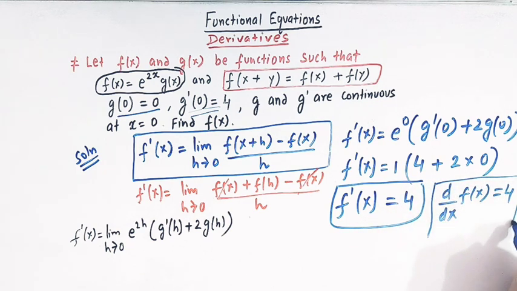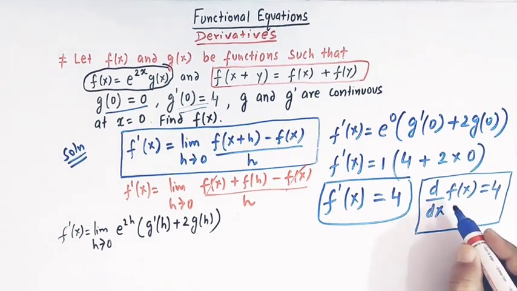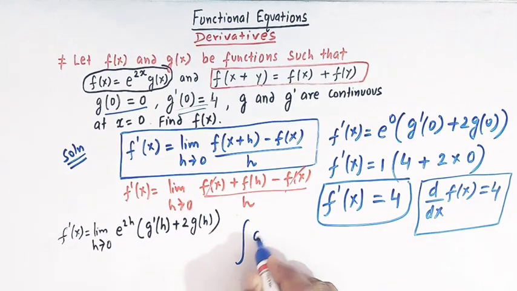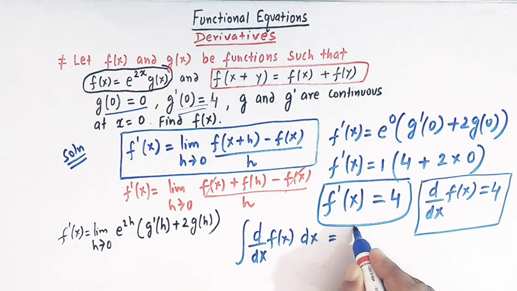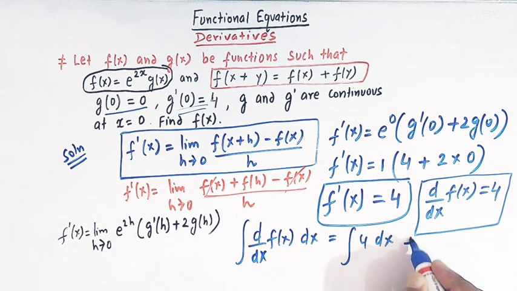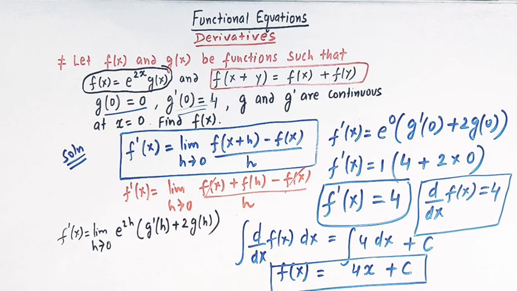So now here we have a differential equation. Integrating both sides, we have the integral of d by dx of f of x dx equal to the integral of 4 dx, and c is the constant of integration, right? So the integral of the derivative of f of x is the function itself. So we have f of x equal to 4x plus c, right? So f of x is a linear function in x.